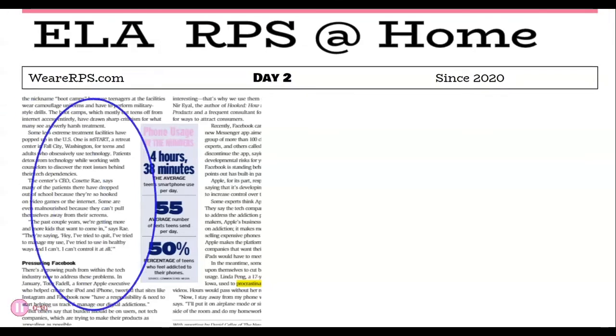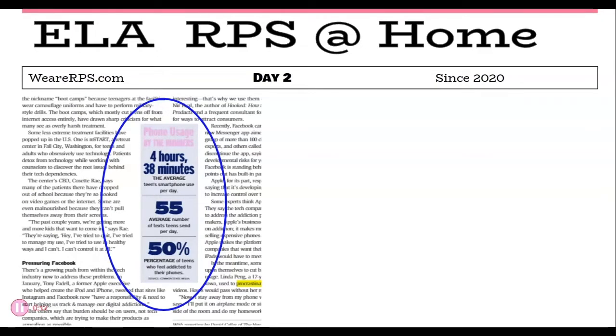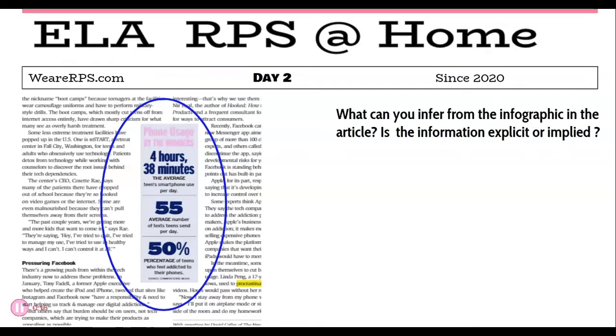And I want to give you guys 1 minute to look at the information in this infograph and think about this question. What can you infer from the infograph in the article? And is the information explicit or implied? Okay, so make sure you look at the infograph. We're only focusing in that circle, and you have 1 minute. Go ahead and begin.